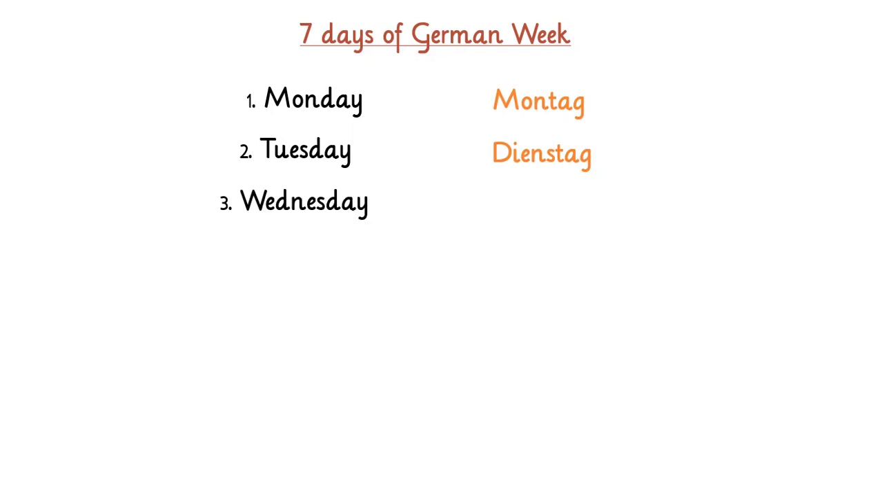Basically, the German week starts with Monday, and in German, Monday is known as Montag. The next one is Tuesday. In German, we say Dienstag, and the next one is Wednesday. We call it Mittwoch. And the next one is Thursday. We call it Donnerstag.